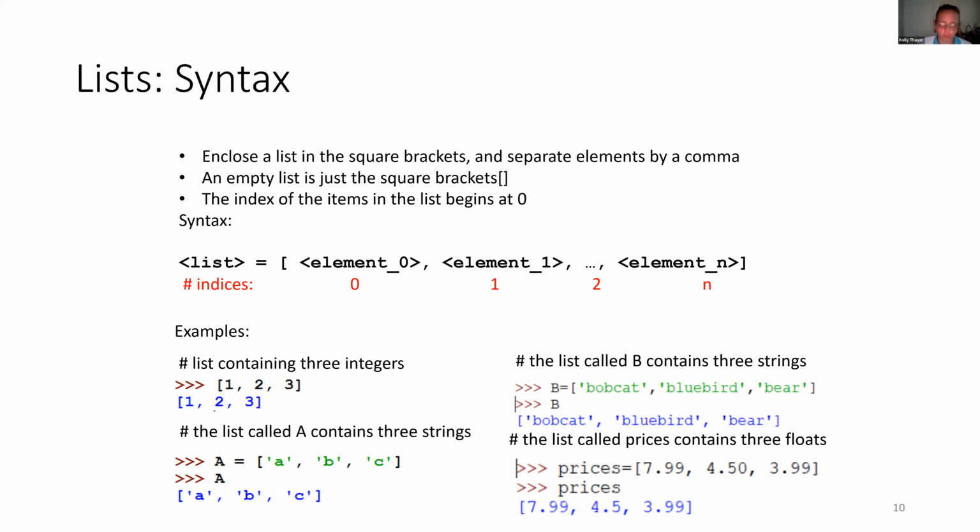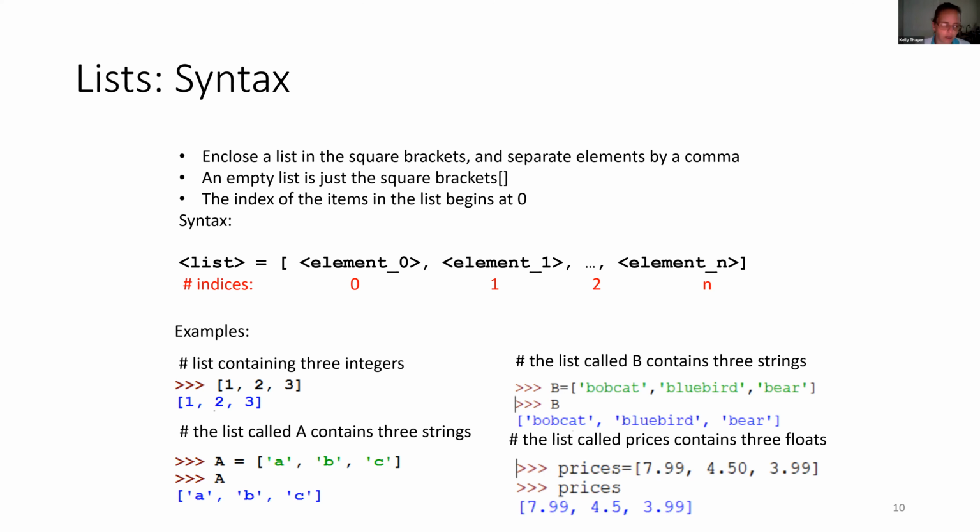So let's take a look at how we would actually make the lists. This is the syntax: enclose a list in square brackets and separate the elements by a comma. An empty list is simply just the square brackets like this. The index of items in the list begins at 0, just like the indexing of strings also began at 0. So you would have your name of the list, which, by the way, is going to follow the same conventions as all the other Python naming conventions, equals, and then you would put your various elements in the list.